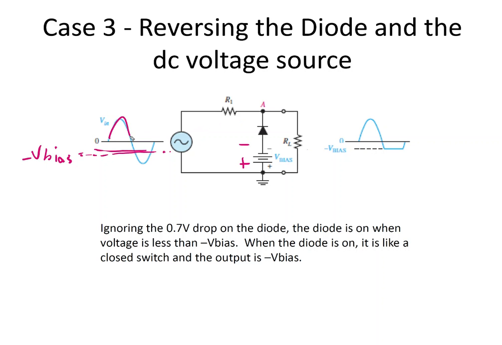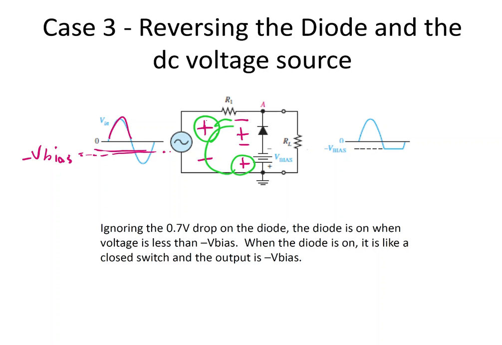For the positive cycle of the input, we have a polarity like so, and we need a polarity like this across the diode in order for it to be forward biased. So right away we can see that this is acting to reverse bias because it's positive on that side of the diode, and this is acting to reverse bias because it's positive on that side of the diode too.